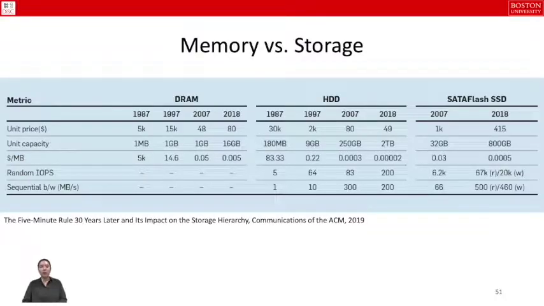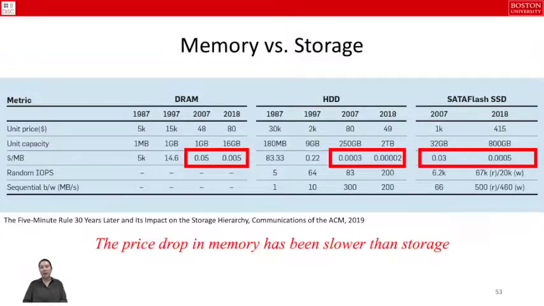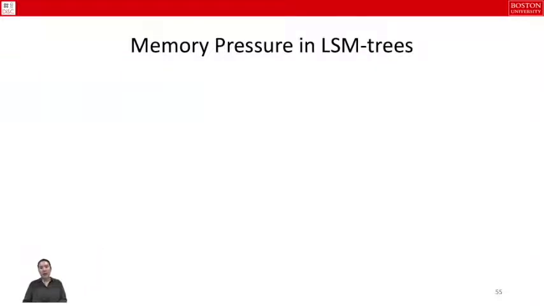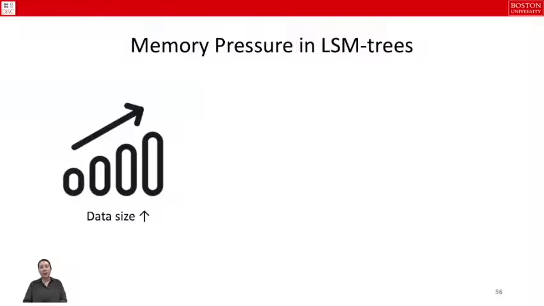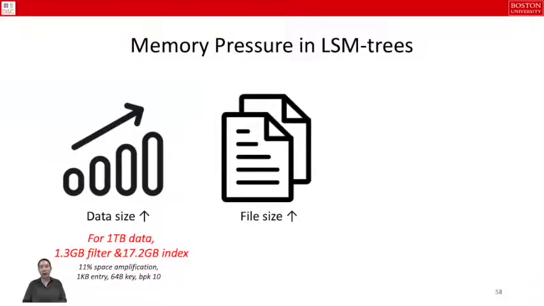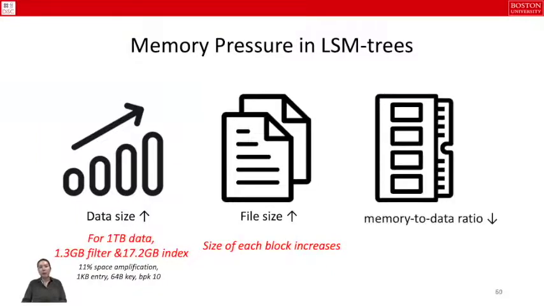This table shows the history of memory and storage technology. The price drop in memory has been slower than storage, and this makes it hard to maintain the same memory-to-data ratio. Further, data keeps increasing, thus the size of metadata also grows. As the size of the data grows, the file size also increases to avoid frequent compaction, which makes the size of each block bigger and fine-grained control harder. On top of all this, the memory-to-data ratio is decreasing. So now we are facing memory pressure.